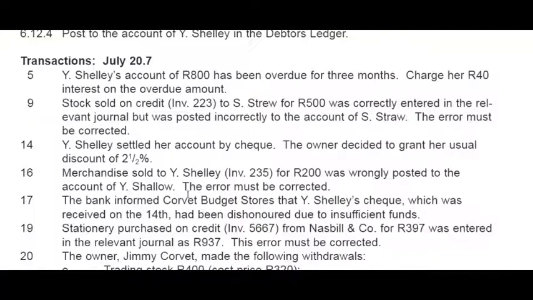Then let's look at the next transaction that took place on the 16th. Merchandise, which is just a synonym for trading stock or trading inventory, sold to Y Shelley for 200 Rand was wrongly posted to the account of Y Shallow. Once again, we debited the wrong debtor. We debited Y Shallow. We should have debited Y Shelley. This error must be corrected in the general journal.